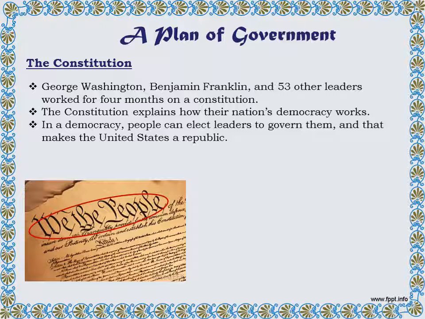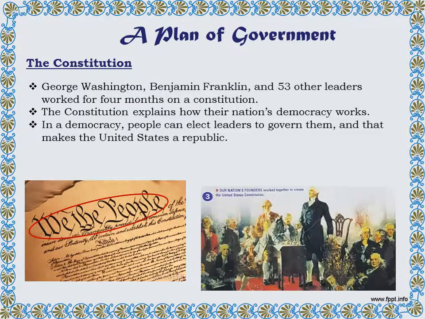But you know, students, in 1787, when the Constitution was passed, only men who owned property could vote. Now look at this other picture. It shows the United States founders worked together to create the United States Constitution. It shows here George Washington standing behind the desk and Benjamin Franklin seated in the middle facing out. Now, grade 4, let's find out the duties of government.